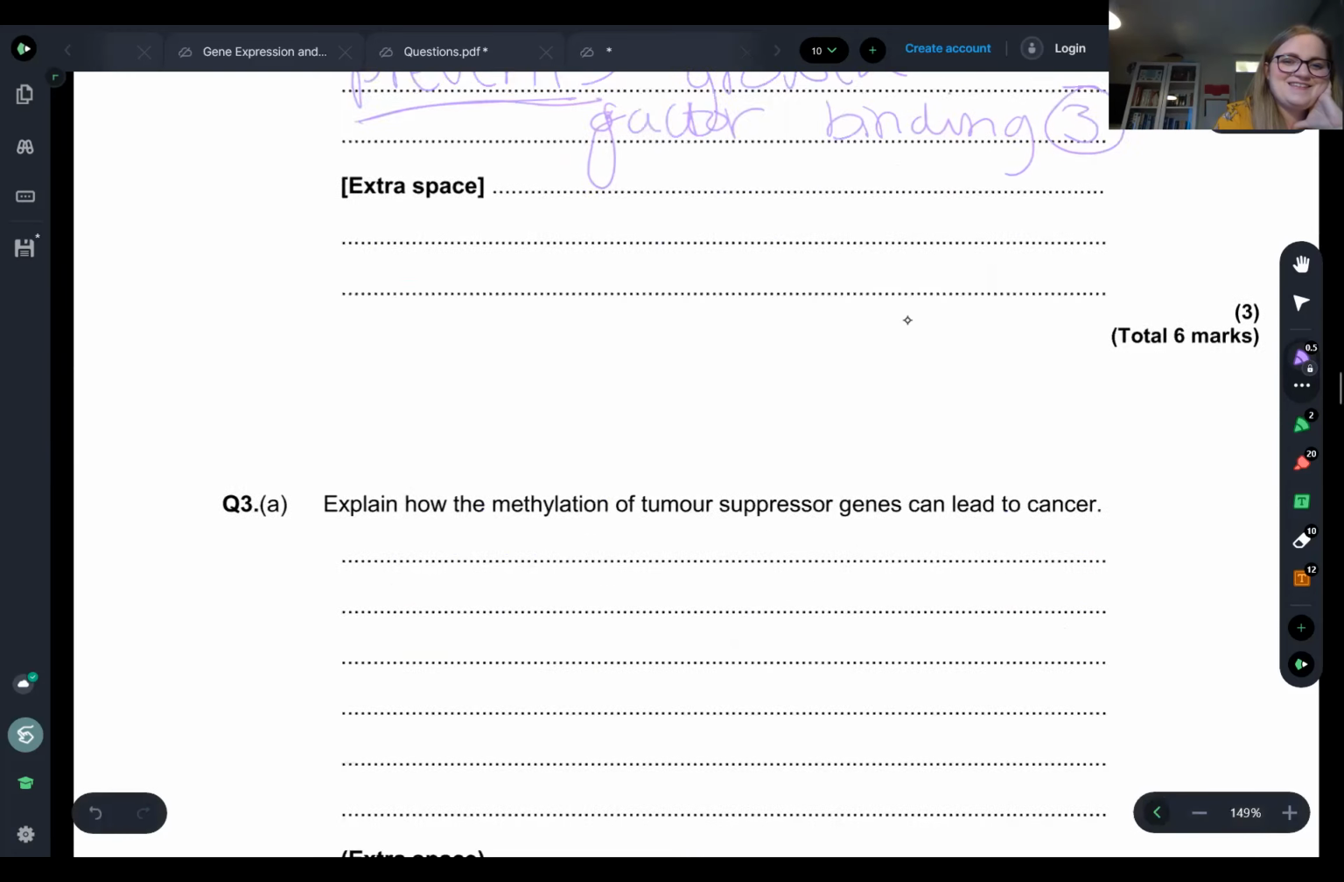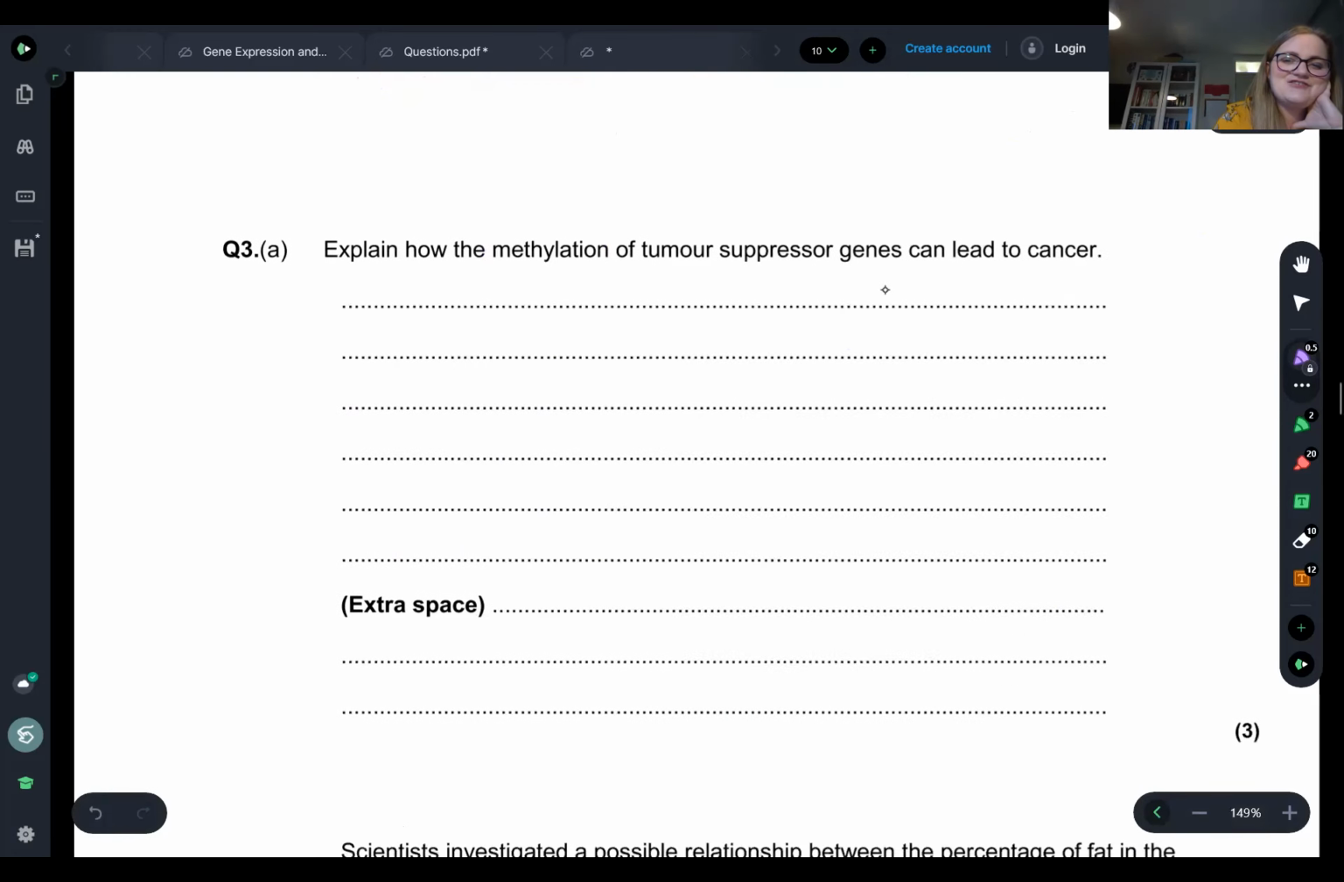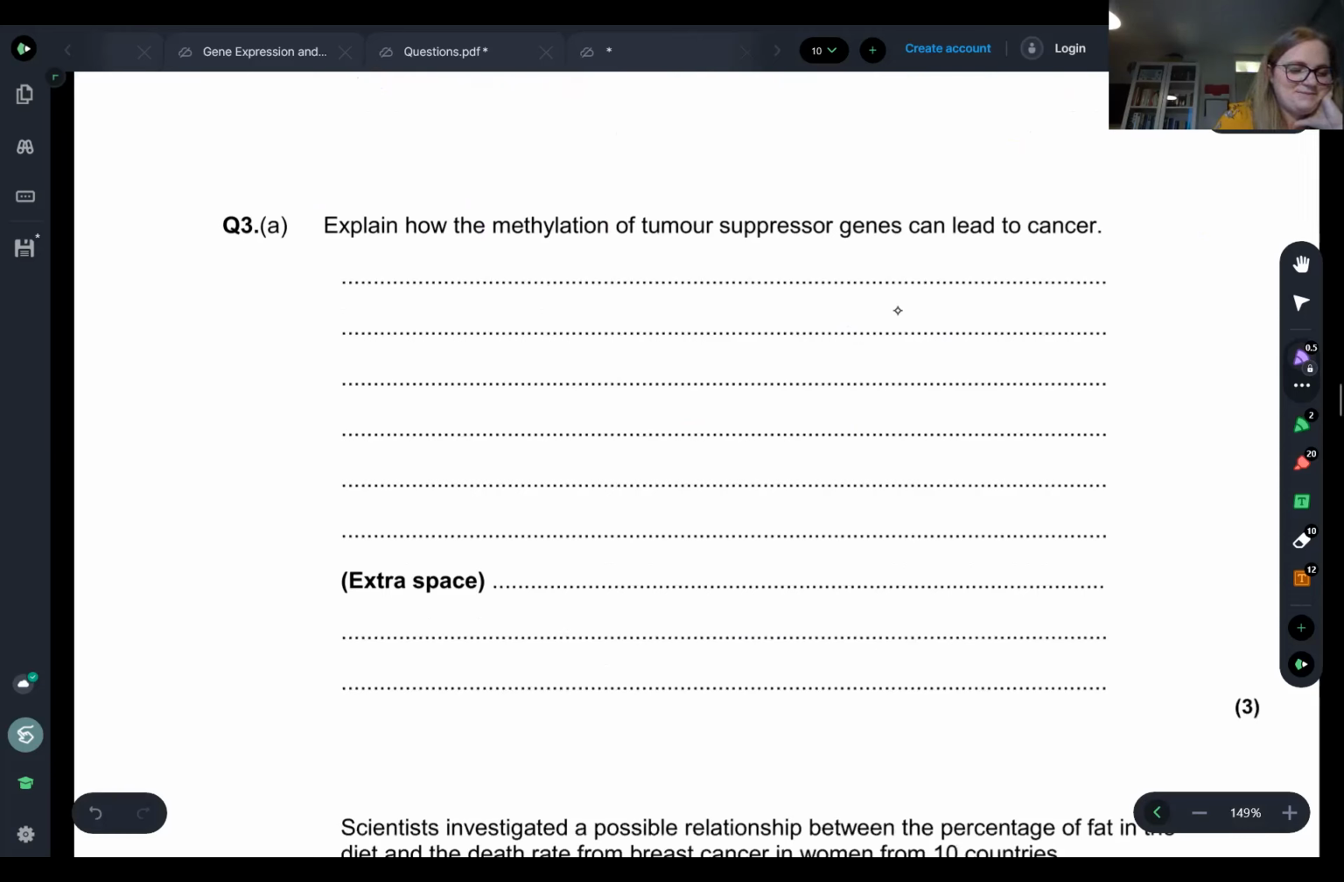So methylation of tumor suppressor genes can lead to cancer. So let's have a quick recap of what methylation is. Methylation is the addition of a methyl group to our DNA. And it's really important in DNA because we use methylation for regulating gene expression. So that DNA methylation controls whether or not a gene is transcribed and translated.